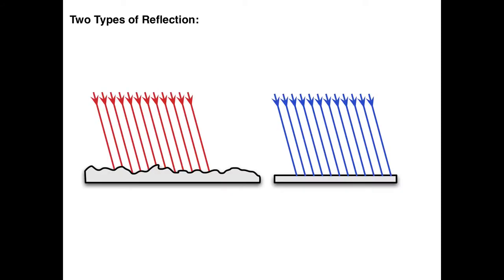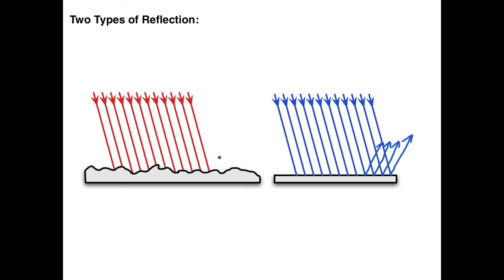Okay, we have two types of reflection. Reflection off of a flat, smooth surface, that's going to be called specular reflection. And these parallel rays of light, according to the law of reflection, will all bounce at the same angle, so they will remain parallel. This is the type of reflection we would get off of a smooth surface, like a mirror, a piece of glass, or a calm lake.